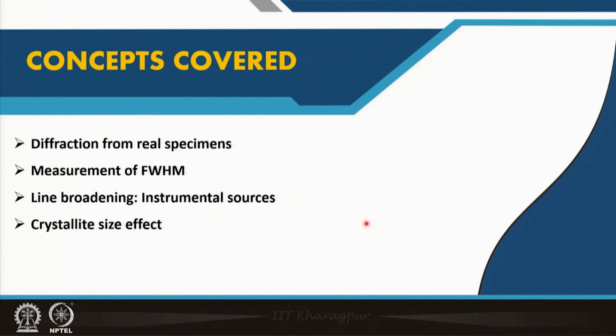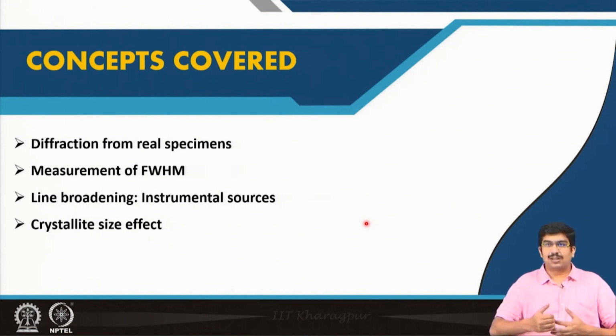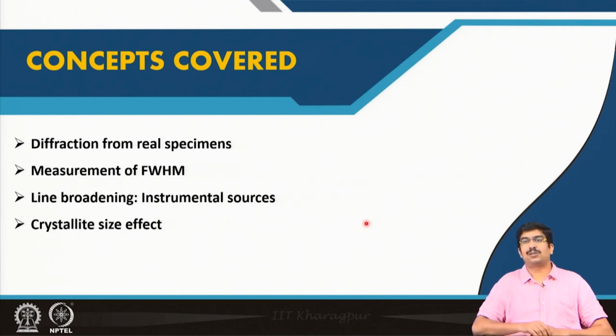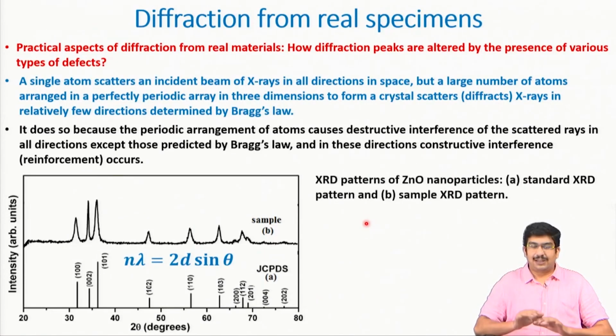First we will discuss the instrumental sources, and then certain sources which are inherent to the specimen itself, and that will possibly reveal much more information than just the identity of the crystal, or just solving the crystal structure. We will be able to understand many more aspects about a material. We will discuss all of these things, but let us first see the diffraction from a real specimen.